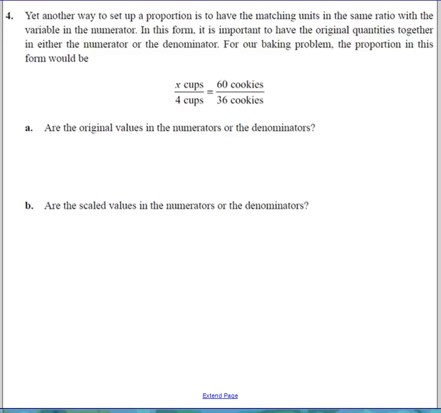Another way that you can write it is to have your matching units in one fraction and your other units in your other fraction, but again you have to be consistent. If we look at this, it's asking us, are the original values, the values that were in the recipe, in the numerator, the top, or in the denominator, the bottom? And it would be the denominator. They are in the bottom.